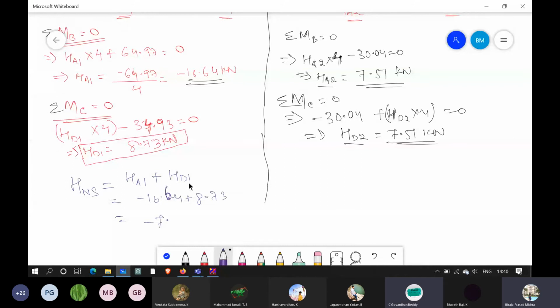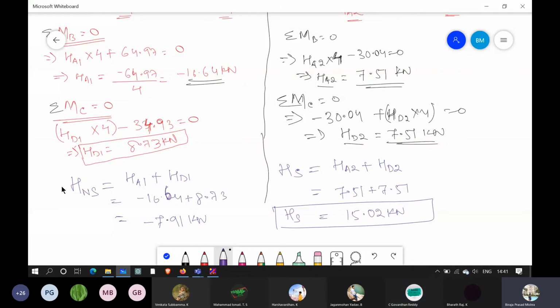Similarly, let us say this is HS, that means shear force considering sway. So HA2 plus HD2. HA2 is 7.51, HD2 is plus 7.51, equals 15.02 kilonewton. So we have calculated this: here it is HNS, this is for the non-sway condition and this is for the sway condition.